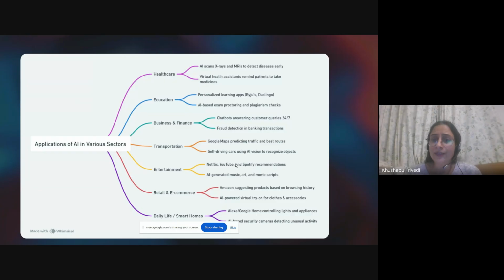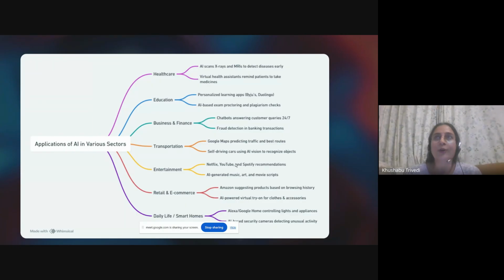Then in self-driving cars, we are using AI vision to recognize objects, to decide where the vehicle should start, when it will take a left or right turn, and how it will detect obstacles. In all these things, we are using AI techniques. Then in entertainment, like I discussed, Netflix, YouTube and Spotify give recommendations according to customer needs, right?